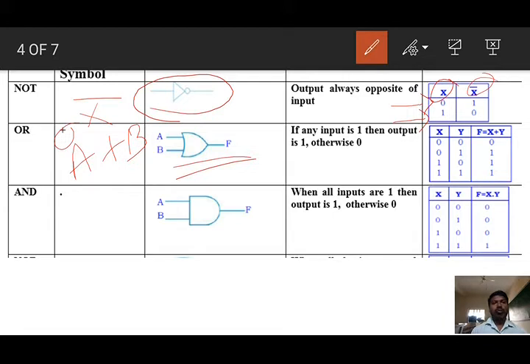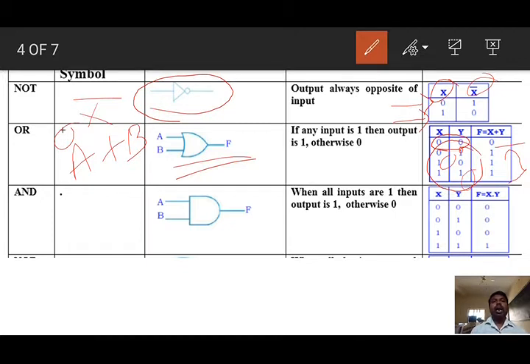If any input is 1, then the output is 1. You can check the first combination 0 0. Is any input 1? No. So that's why the output is 0. Whereas you can check the remaining 3 combinations, 1 is present in all 3 input combinations. So that's why the output signal is 1. Understand? So what is the output condition? If any input is 1, then the output is 1, otherwise 0.